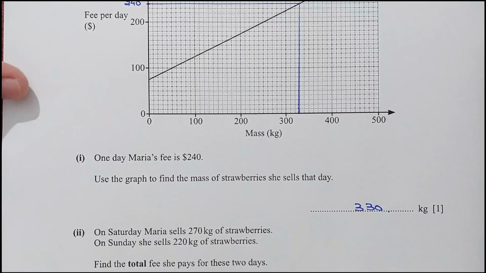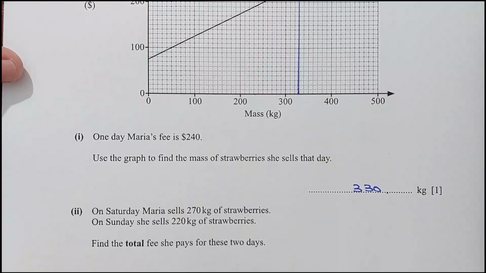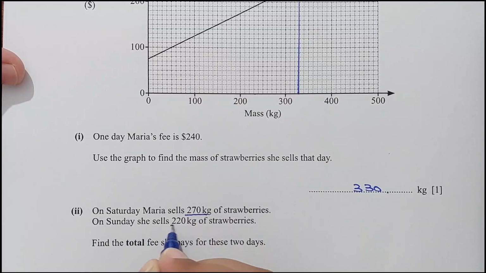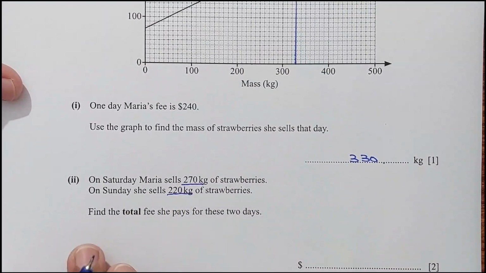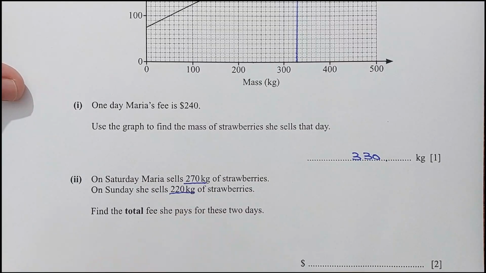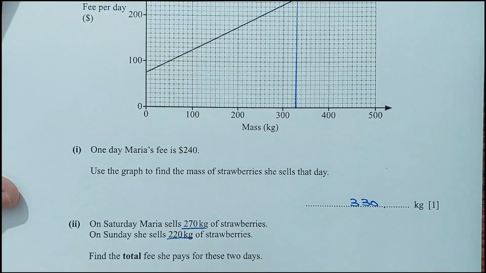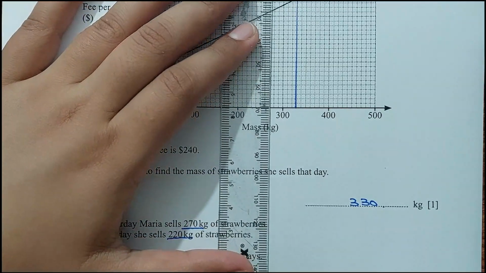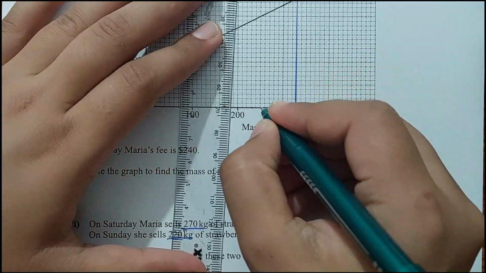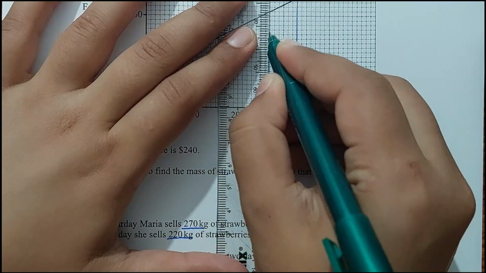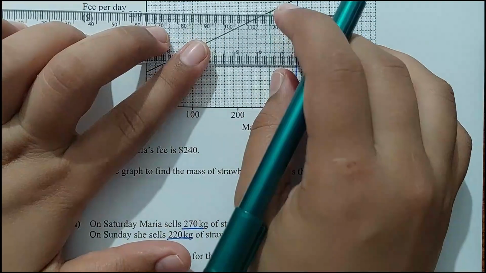All right. Now for the second part, on Saturday, Maria sells 270 kilograms of strawberries. On Sunday, she sells 220 kilograms of strawberries. Find the total fee she pays for the 2 days. Let me read on the graph for 270 kilograms. This is 270, 50, 60 and 70. 270 kilograms.